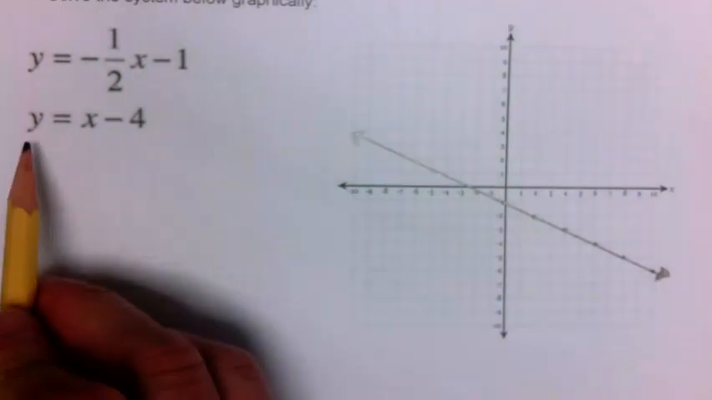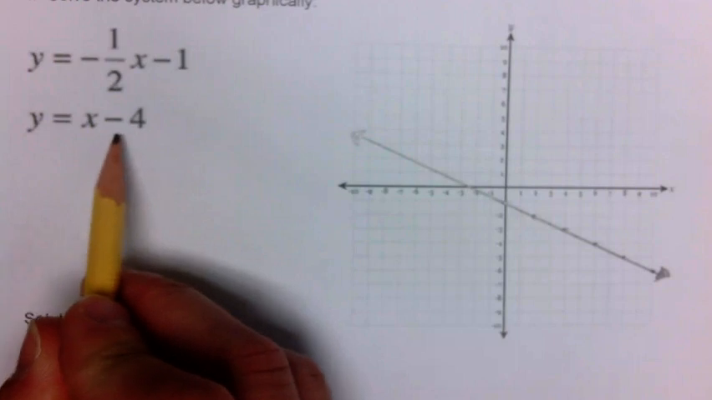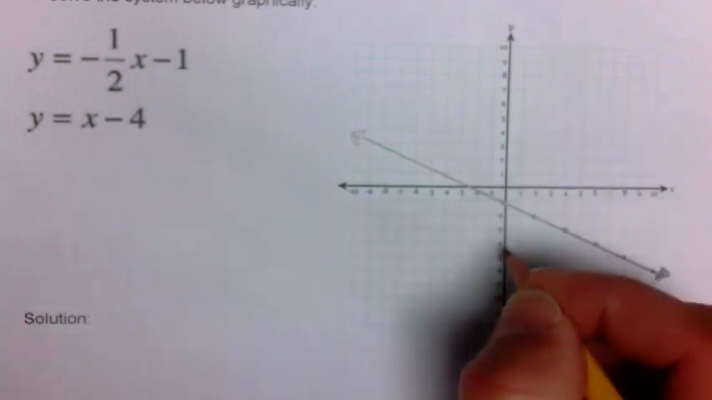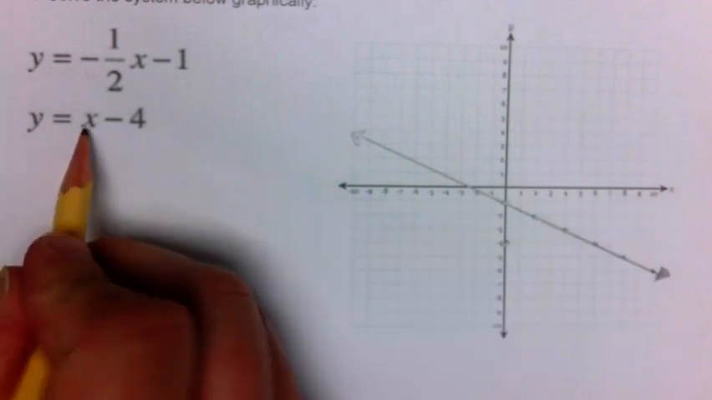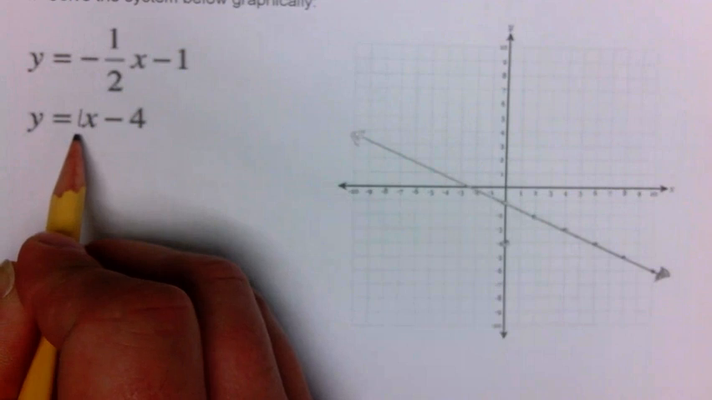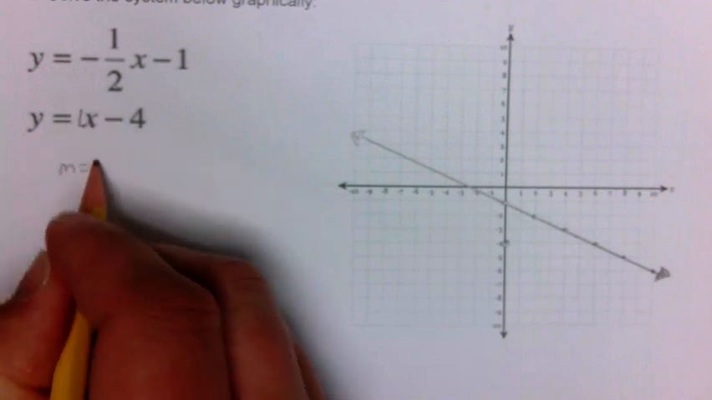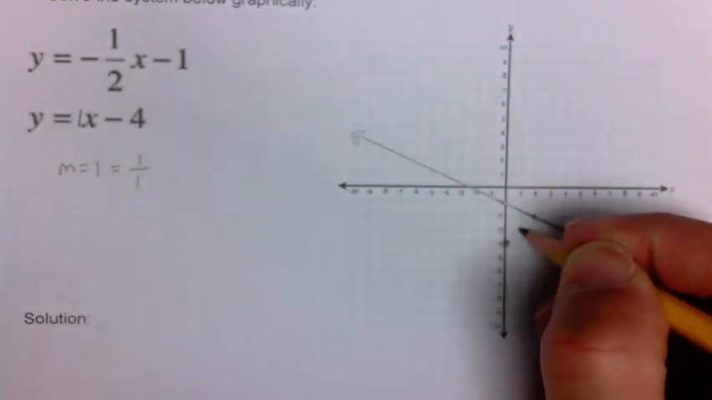My second graph, y equals x minus 4. The b value is negative 4, which means the y-intercept is at 0, negative 4. And then for the slope, x is the same as 1x, so the slope here is 1. All right, so 1 is the same as 1 over 1, so I'm going to rise by 1 and go to the right one. Up 1, right 1.